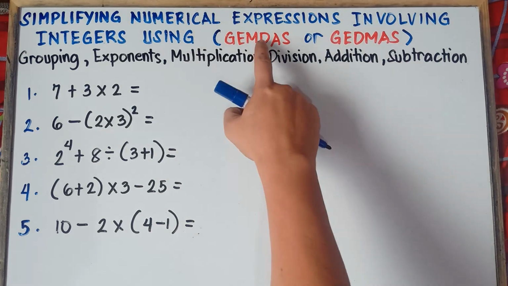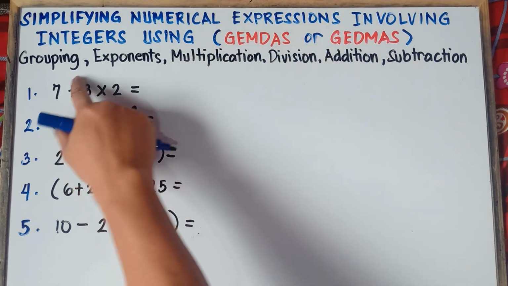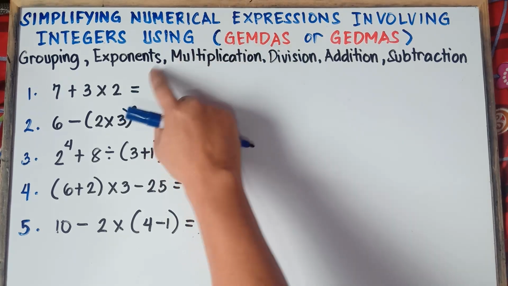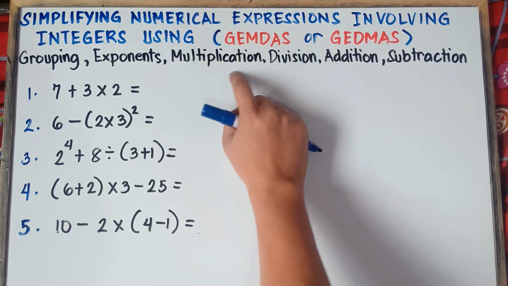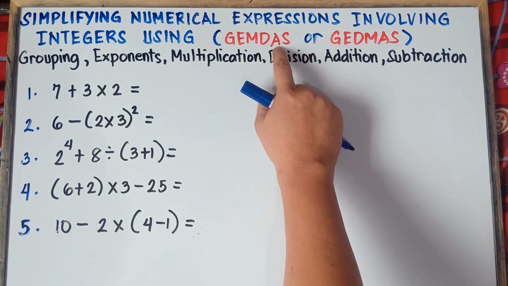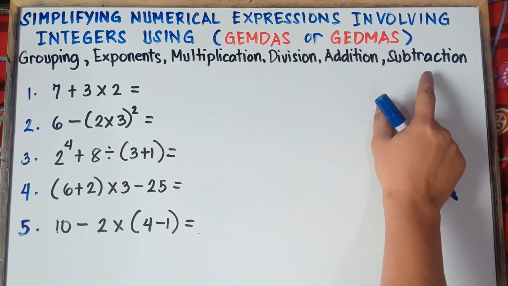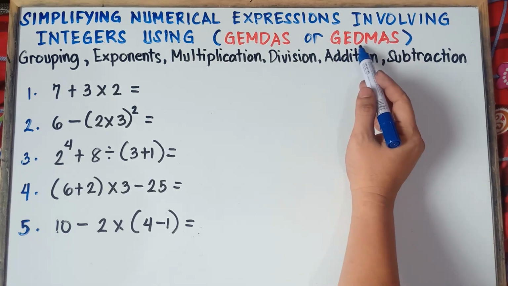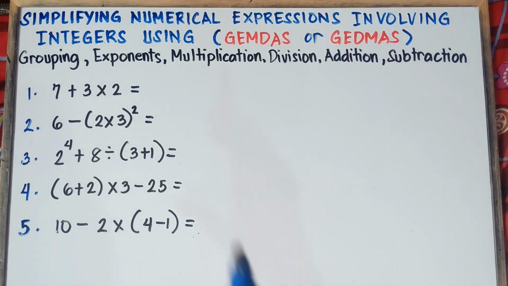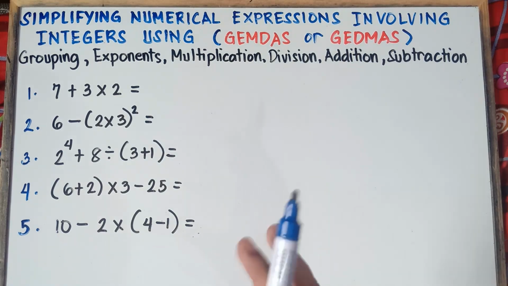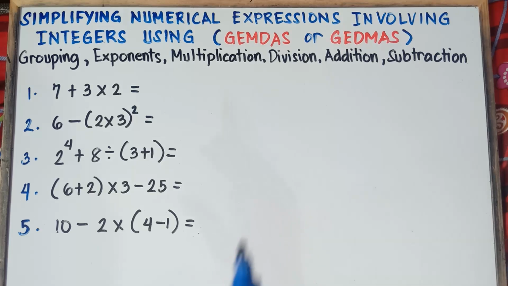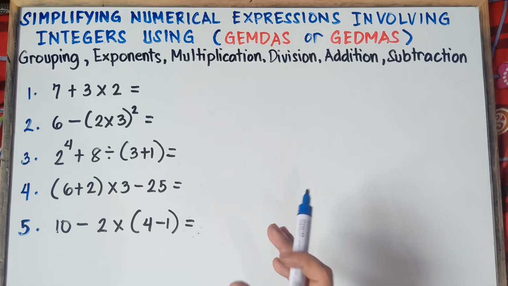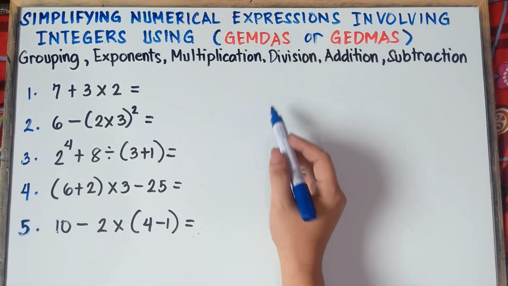Now by the way class, GEMDAS stands for G, that would be grouping, E, that would be exponents, M, that would be multiplication, D, that would be division, A, that would be addition, and then S, that would be subtraction. Or you can also use GEDMAS, division comes first before multiplication. Now we need to explain this one because many of the students are so confused with this one. Which comes first? Is it multiplication or division?